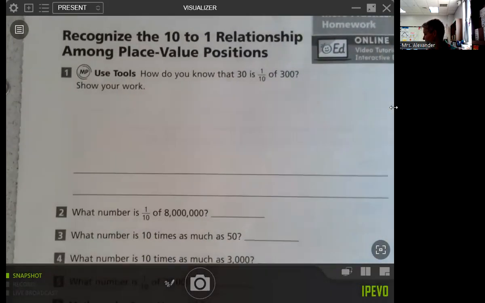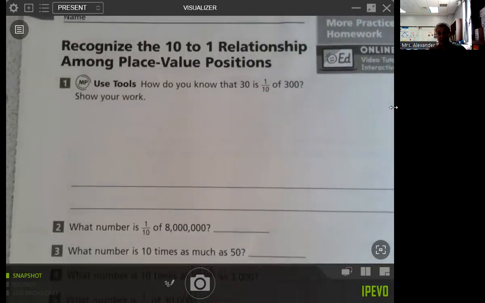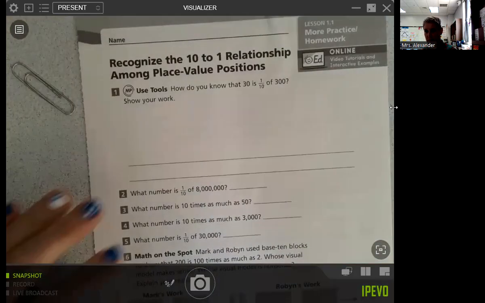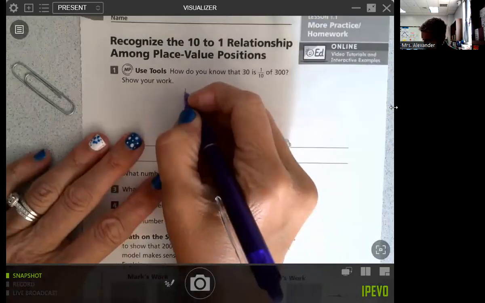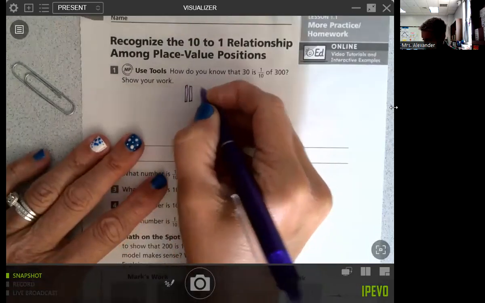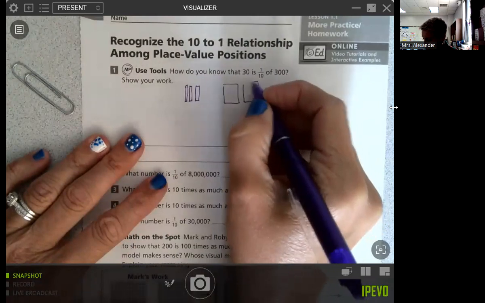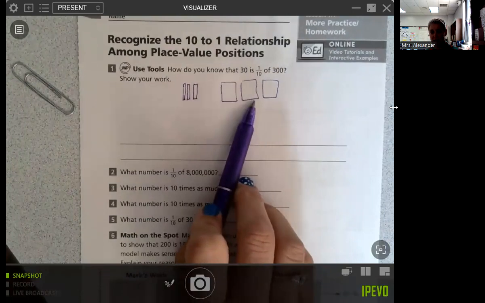All right, so we were working on recognizing the 10-to-1 relationship among place value positions. We were working on this in class. So the first question says, how do you know that 30 is 1/10 of 300? If we were thinking about that number 30, we could even draw it out for ourselves. We would have 3 tens, and then we would have 3 hundreds. We talked about it in class. How do we know that 30 is 1/10 of 300?